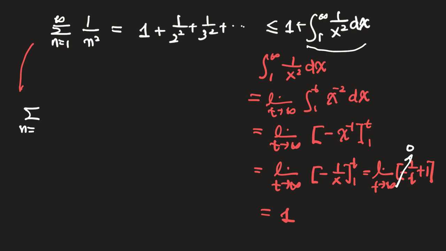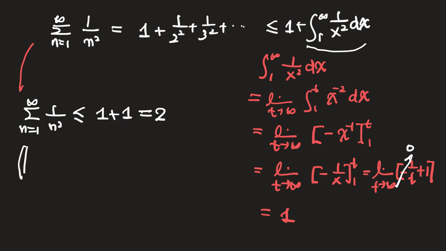Summation n equals 1 to infinity of 1 over n squared, this infinite series is going to be less than or equal to 1 plus 1. This is going to be 2. So for this infinite series, we don't know the exact sum. At least this is less than or equal to 2.